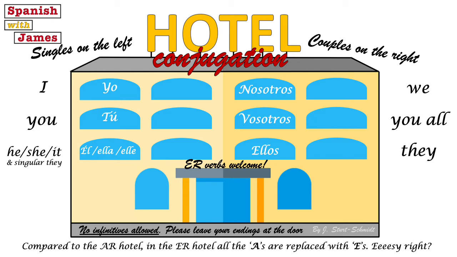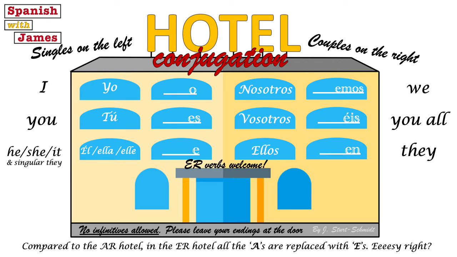So instead of o, as, a, amos, áis, an, we get o, that stays the same, es instead of as, e, emos, éis, en. O, es, e, emos, éis, en. Practice saying that. O, es, e, emos, éis, en.